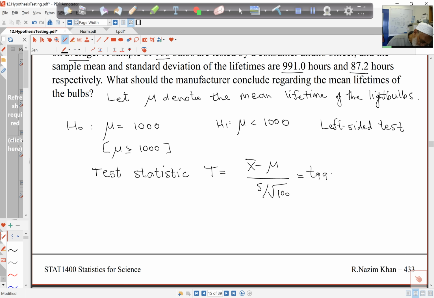Next part is to calculate the observed value of this, assuming H0 is true. So t observed is going to be, my x bar was 991 hours. The mu is 1,000 hours, and that's the H0 value, and that's what I'll be using. Then is this s on root n idea. The s is 87.2, and root n is root of 100, and that comes to negative 1.03.